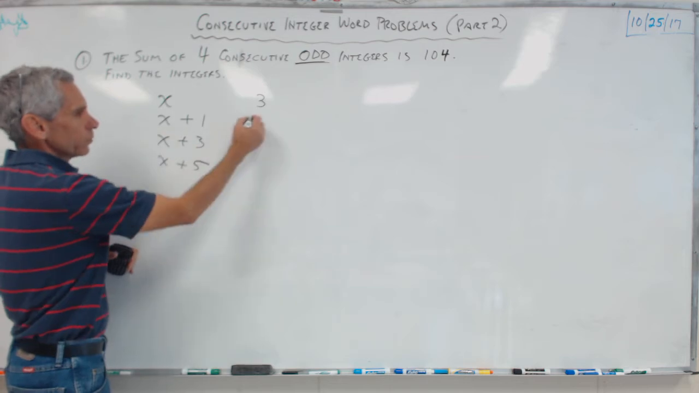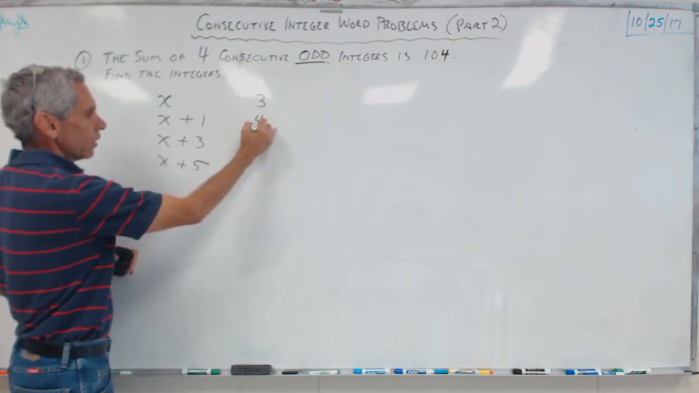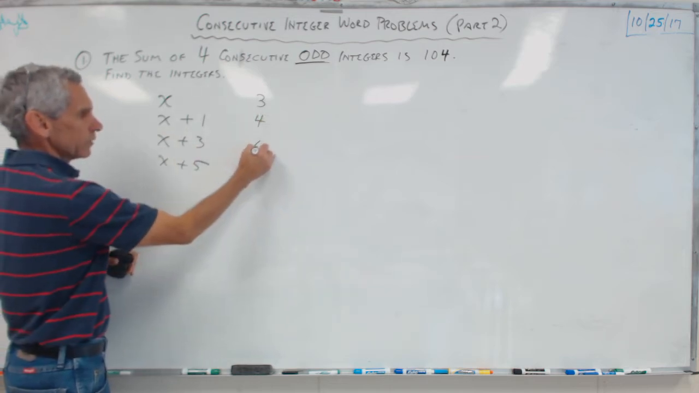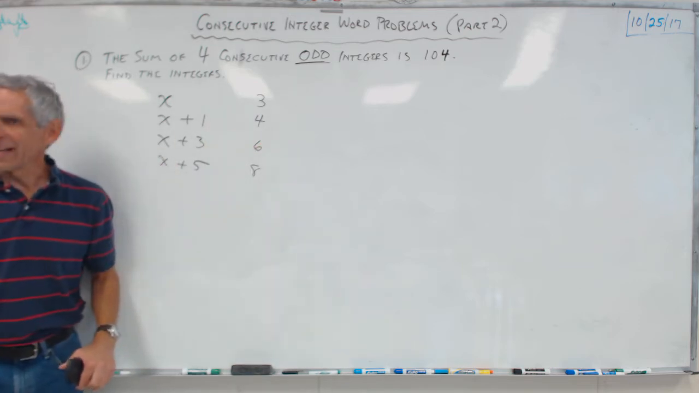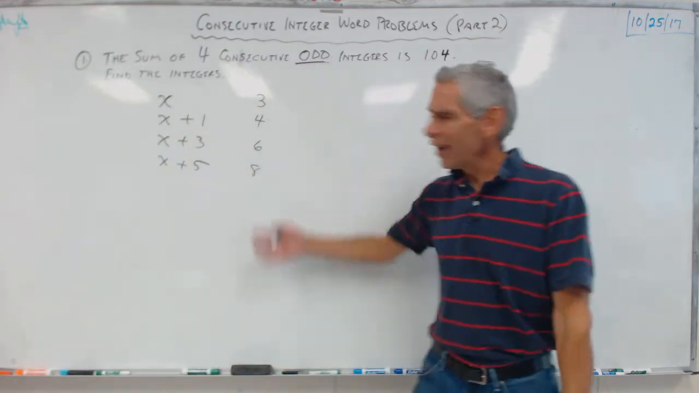Wait a minute. Those are x plus 3, plus 1 is 4, and then 3 plus 3 is 6, and then 3 plus 5 is 8. So it would have to be... that's not consecutive odds. Wait, what are you doing?